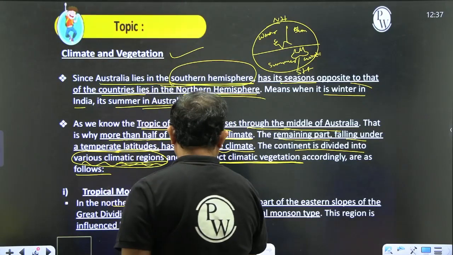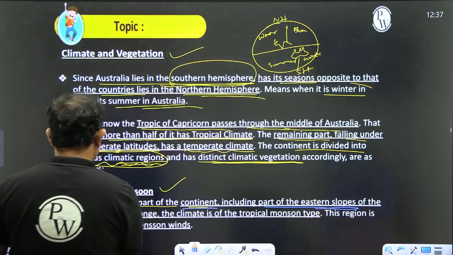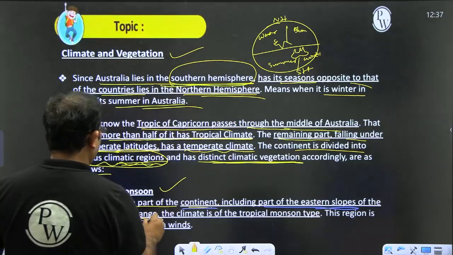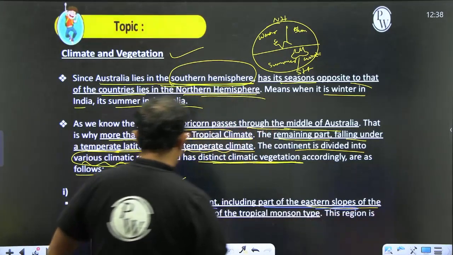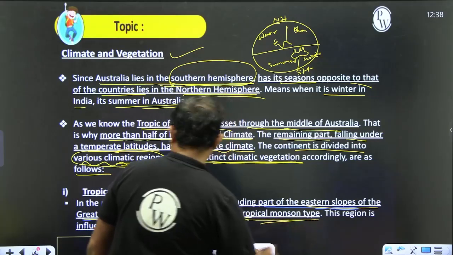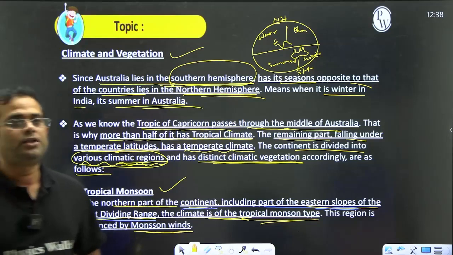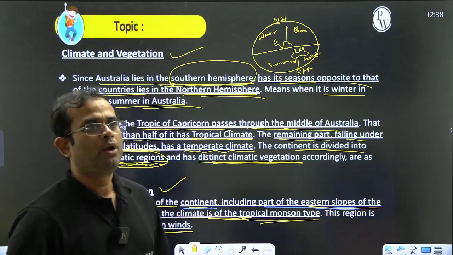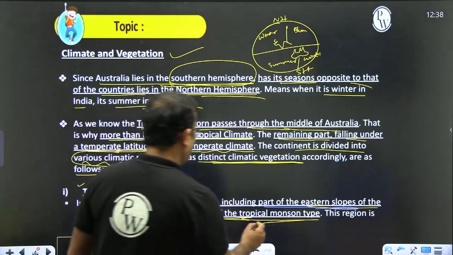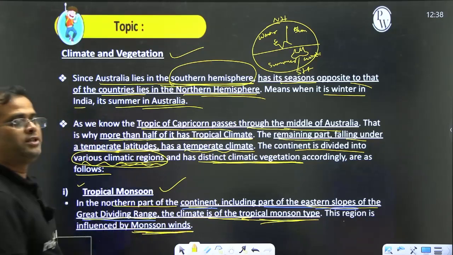In the northern part of the continent, including part of the eastern slopes of the Great Dividing Range, the climate is of the tropical monsoon type. This region is mainly influenced by the monsoon winds, basically tropical monsoon.